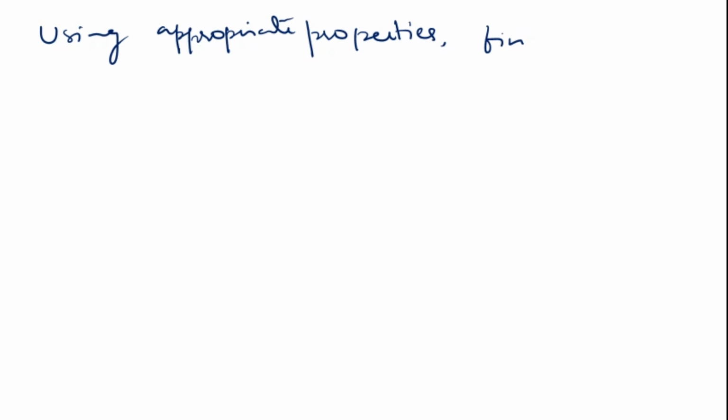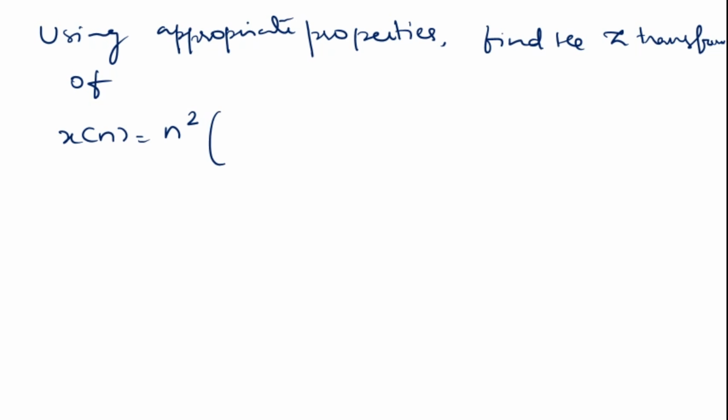Next problem, using appropriate properties, find the z transform of x of n is equal to n square into half to the power n into u of n minus 3.